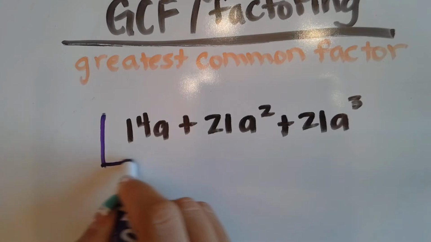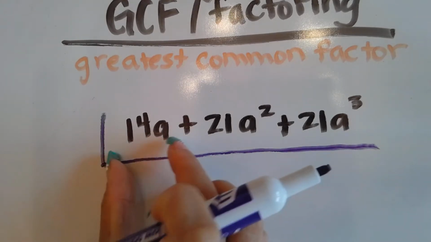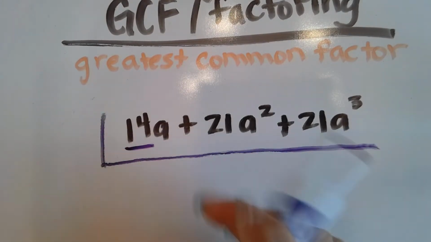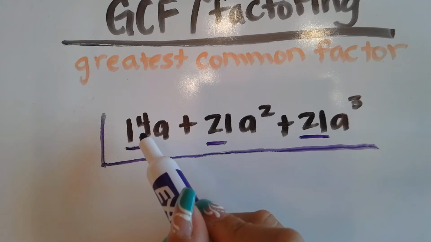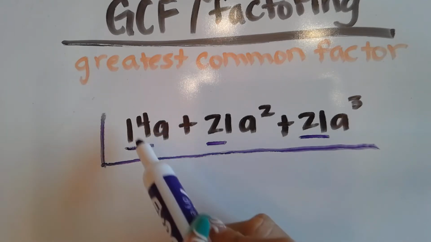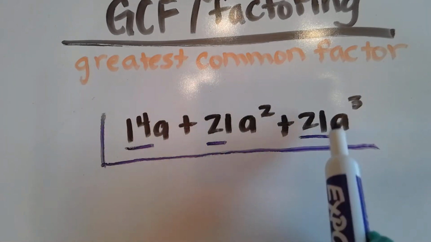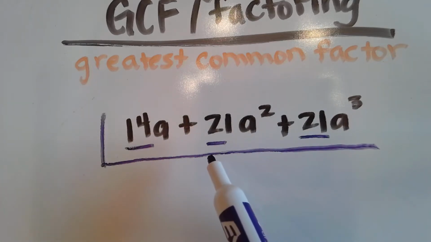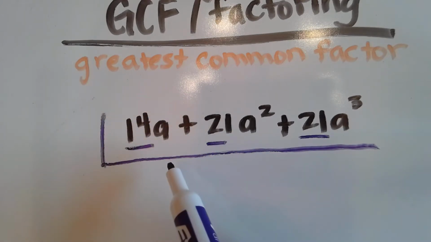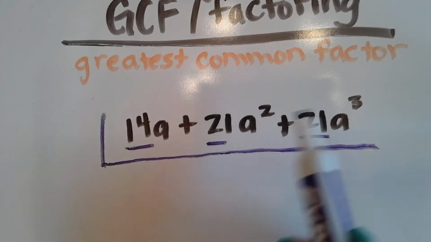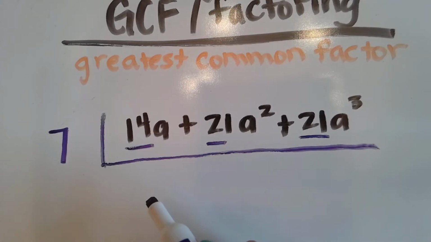So I'm going to go ahead and set up my ladder. Let's look at our coefficients. We have 14, 21, and 21. What number is divisible by all three of them? We know that we couldn't use 14 because 14 doesn't go into 21, but what number can go into 14, 21, and 21? I'm going to tell you it's 7. So I'm going to pull out a 7.